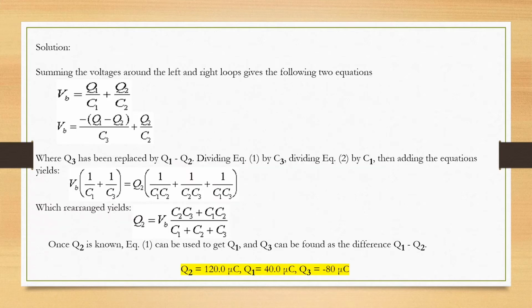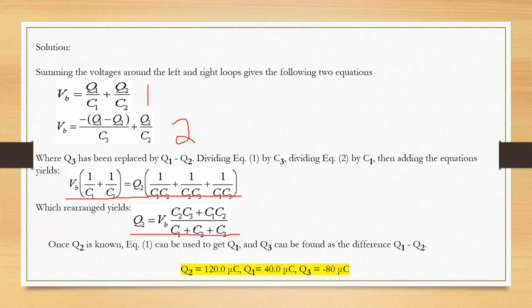The solution for problem number 2: summing the voltages around the left and right loops gives the two following equations, equation 1 and equation 2, where Q3 has been replaced by Q1 minus Q2. Dividing equation 1 by capacitor 3, dividing equation 2 by capacitor 1, then adding the equations yields this equation, which rearranges to this equation. Once Q2 is known, equation 1 can be used to get Q1, and Q3 can be found by the difference between Q1 and Q2.